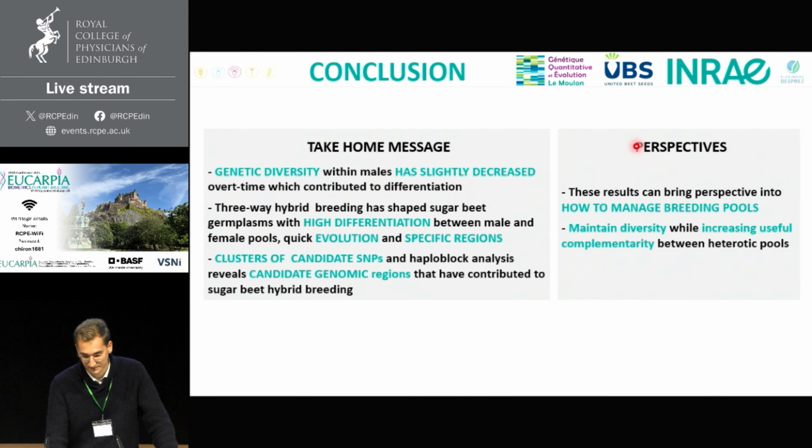So to sum up, we've clearly seen that genetic diversity within males has slightly decreased over time. However, it seems that this has contributed to differentiation. We also saw that 3-way hybrid breeding has shaped sugar beet germplasm. Here, we just saw the example of one germplasm. It's maybe not the same in all companies, and even in programs within companies. So very, very high differentiation, but it is very different along the genome, with specific regions that contributed to hybrid breeding.